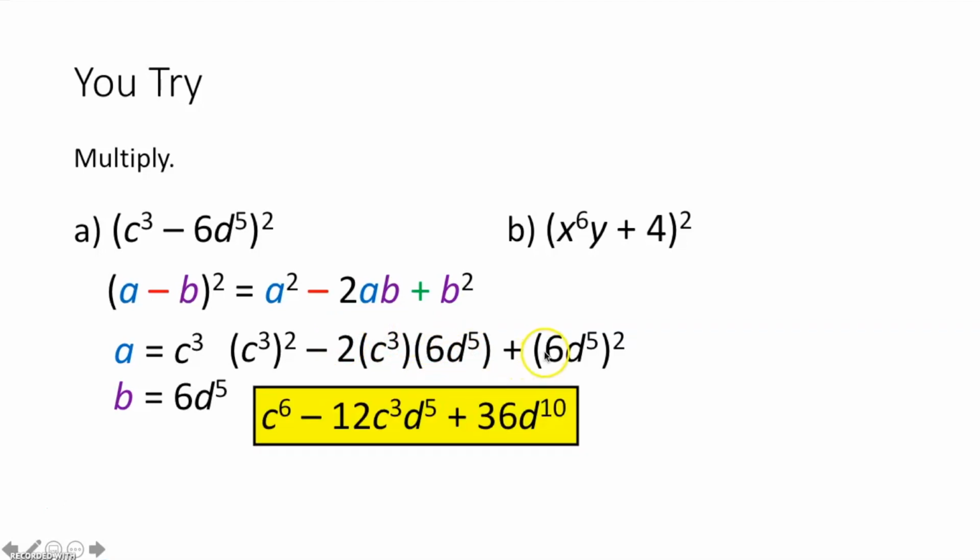And then over here, we're going to square each of these. So we square the 6, we get 36. Square the d to the 5th, power to a power, you multiply it. That's why it becomes d to the 10th. This is a perfect square trinomial.